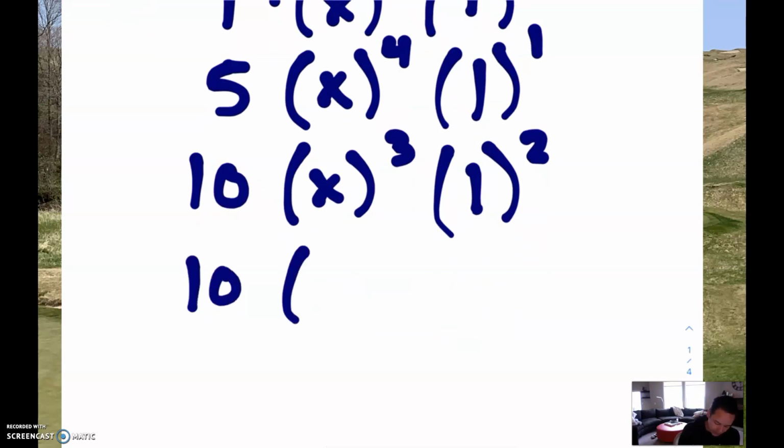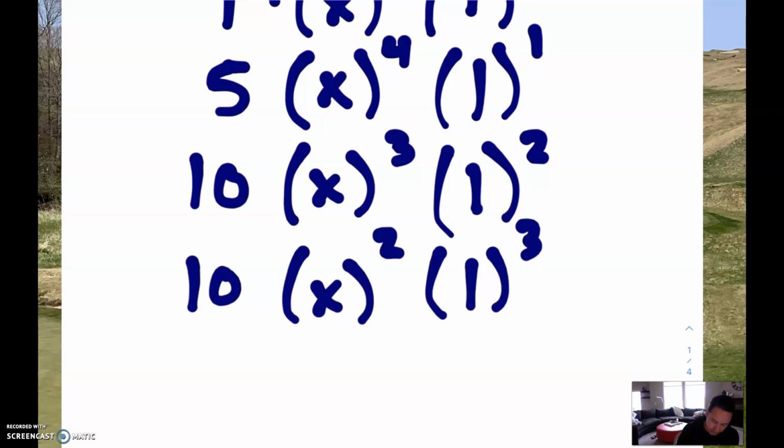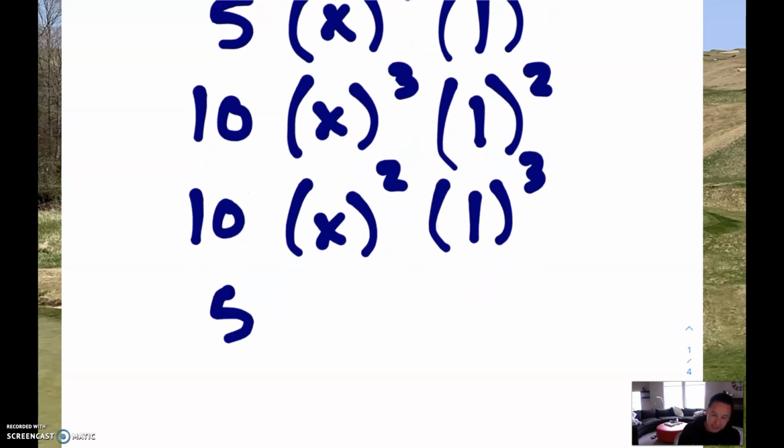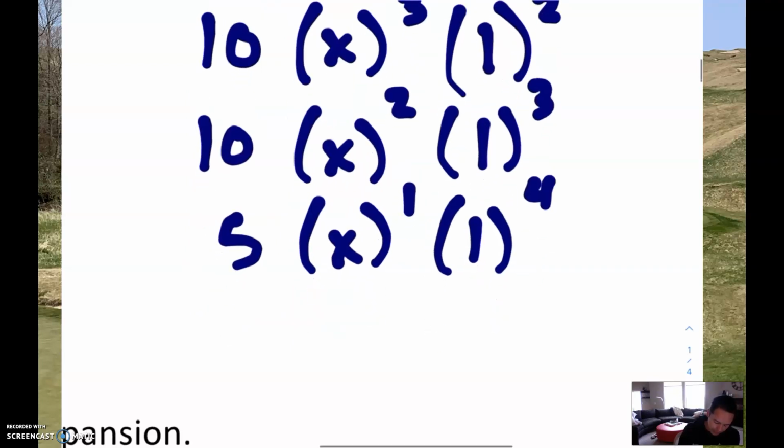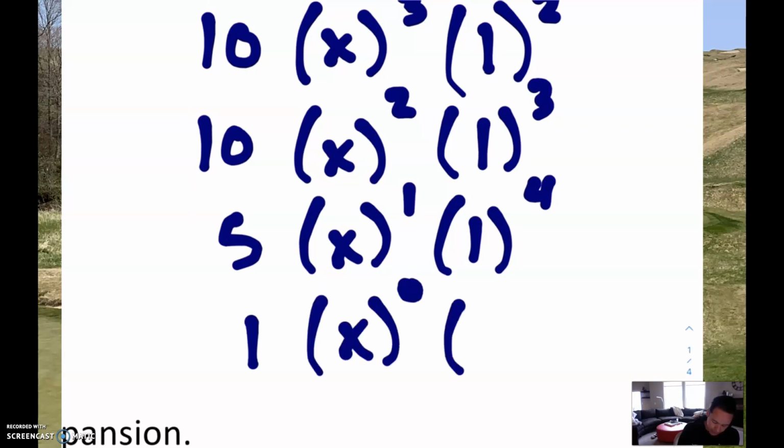We'll continue. We have 10. This x gets raised to the 2nd. This 1 gets raised to the 3rd. Your next Pascal number is a 5. X to the 1st and 1 to the 4th. And lastly, we have 1. X to the 0 times 1 to the 5th power.